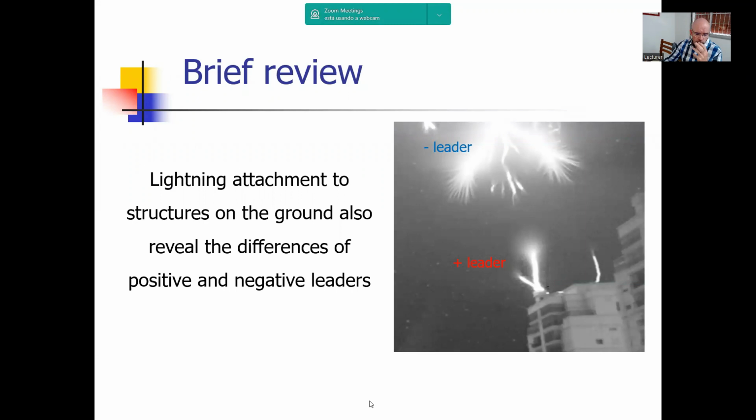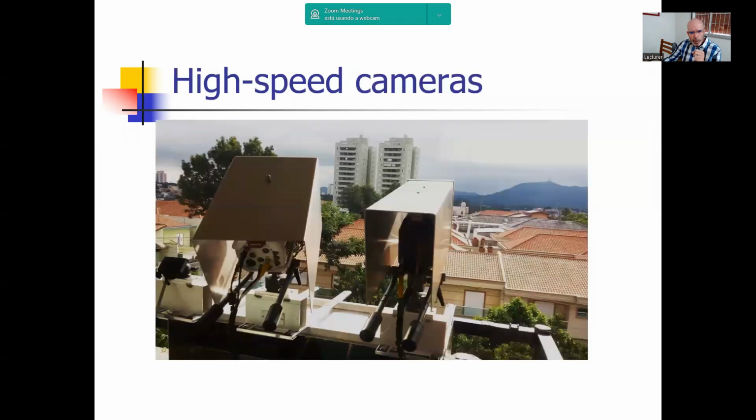And also the observation of lightning attachment to structures on the ground lets us understand how the downward propagating leaders, negative cloud to ground or positive, and the leaders emanating from structures on the ground behave differently, and this shines some light on several aspects of lightning physics.